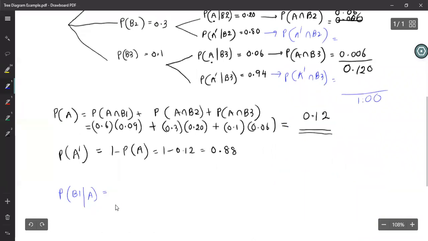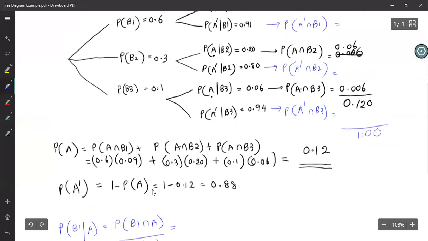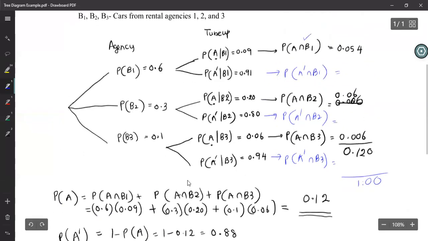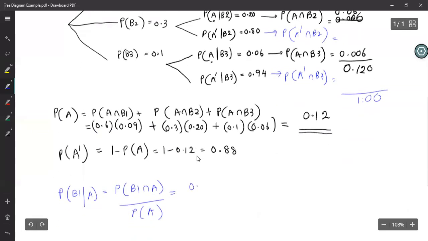How do you find B1 given A? Now you have to use the conditional probability. What is it? P(B1 and A) divided by P(A). Do you have these values? Let's check. Do you have B1 and A, the intersection? Yes, see, the very first one, 0.054. Do you have P(A)? Yes, you already found it, 0.12. So you can find the other way around also. Now this is called the Bayes theorem. This is actually the Bayes theorem.